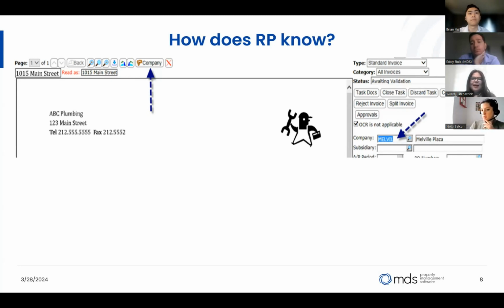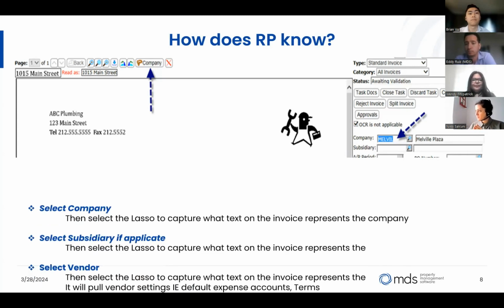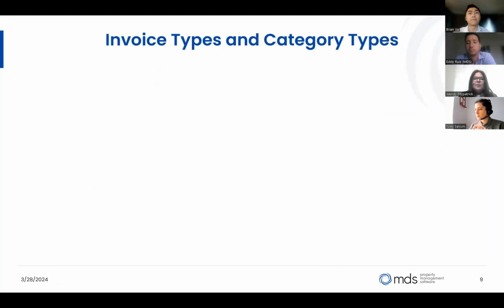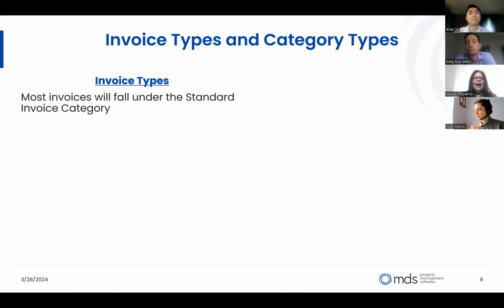Once you do it one time, the next month that you scan an invoice for that company, for that vendor, it's going to pull all of that information. You can lasso the company, subsidiaries, and vendors as applicable. The system will automatically try to read everything else like due date, invoice number, et cetera. But if it doesn't pick it up, you can also teach the system to do that.